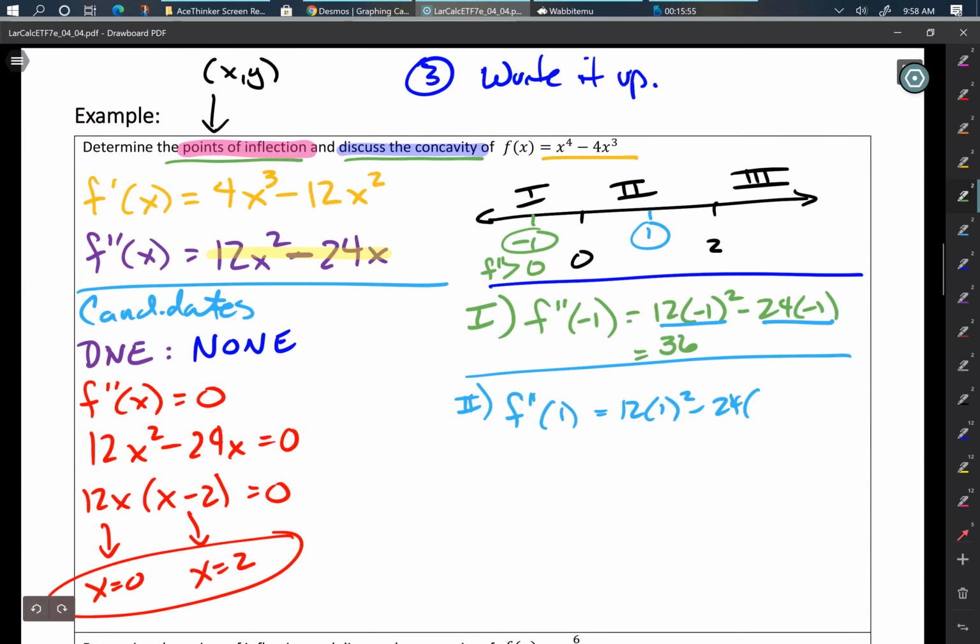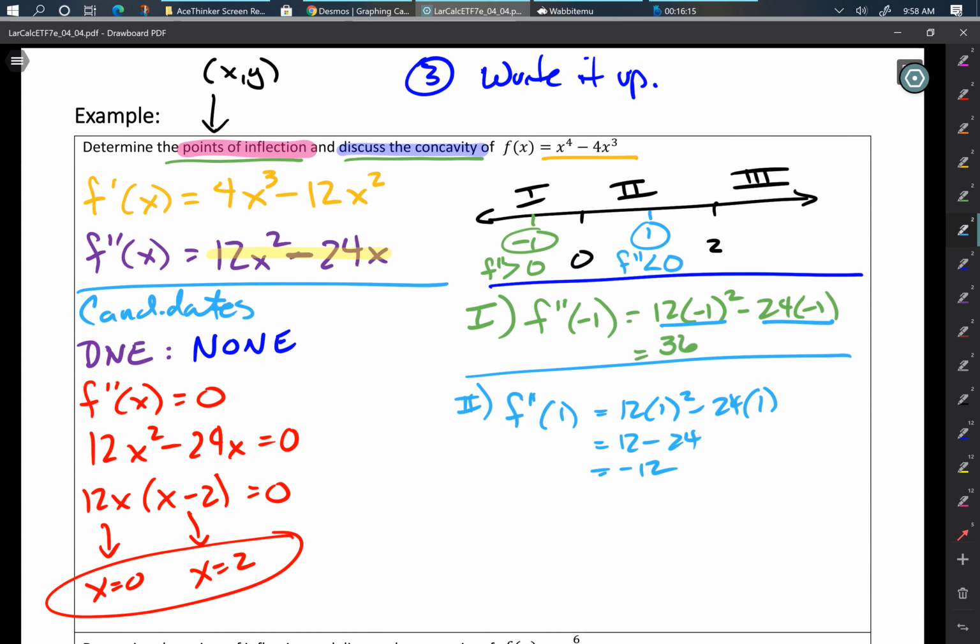Sorry about that. Okay. Second interval I'm working on here, f of 1, so that's 24 times 1, so that's going to give me 12 minus 24. This is the negative 1, negative 12. So on our second interval, f double prime, our second derivative, is less than 0. It's negative, which means we're concave downward.